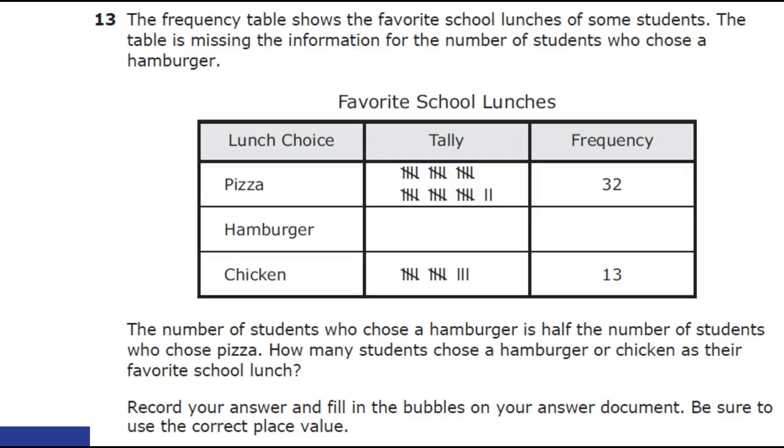Look at number 13. Because number 13 says record your answer and fill in the bubbles on your answer document, be sure to use the correct place value at the very bottom. That tells us this is a griddable item. Now notice this griddable item, you had to finish the grid, the table, and then do a multi-step problem. This griddable item is different than what we've had before because we have a visual on a griddable item. So this is a griddable item.